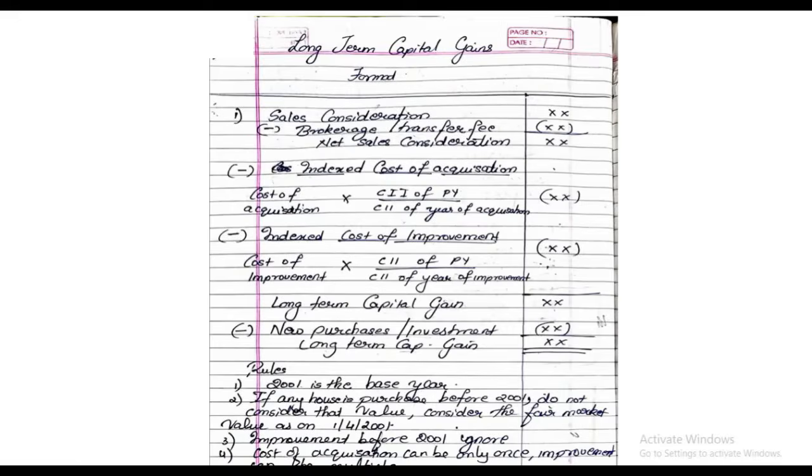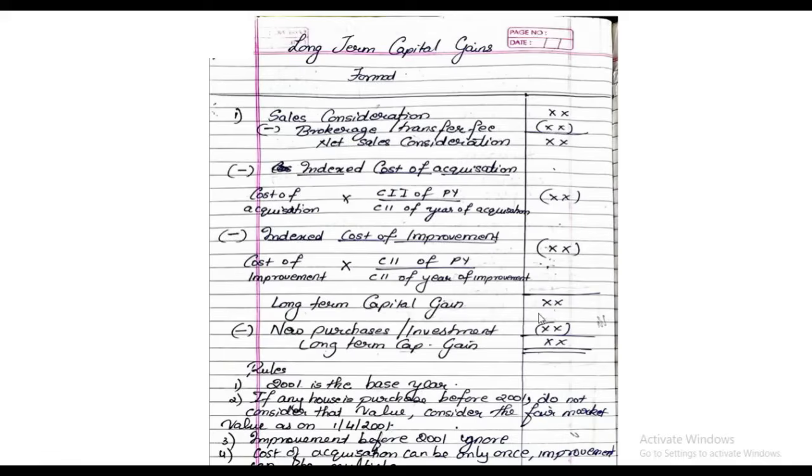After subtracting the indexed cost of acquisition, the next thing is less indexed cost of improvement. Again, the formula is similar: cost of improvement into CII of the previous year upon CII of the year of improvement. Improvement means if you are doing any renovation on your property, so you can claim some deduction on the value of your sale. When you subtract your indexed cost of acquisition and improvement from your net sale consideration, we get a first answer called long-term capital gain.